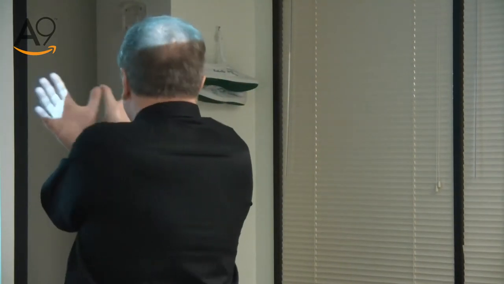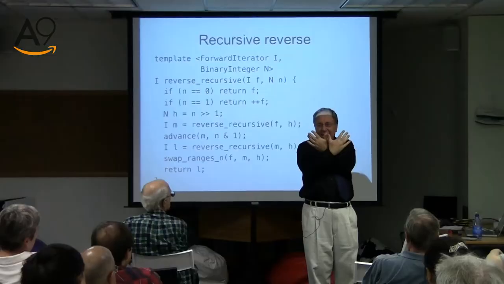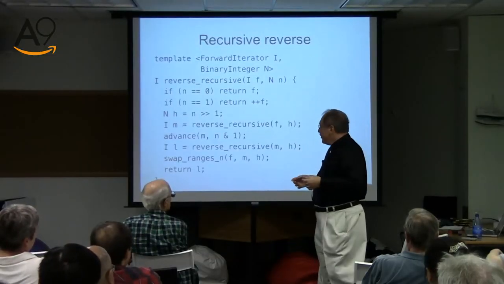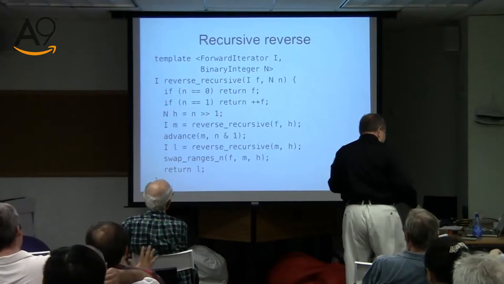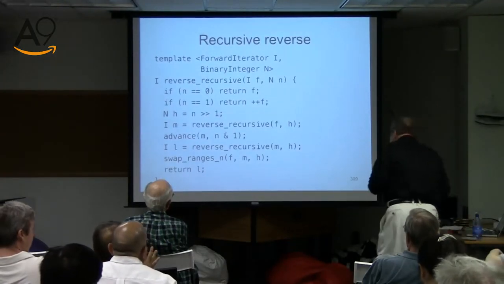So if I could reverse 5 guys, then I could do, and I know how to rotate forward iterators, I do this. And this, believe it or not, is the reverse. I'm just showing you that this is the reverse. Right? So this is the idea of this algorithm.